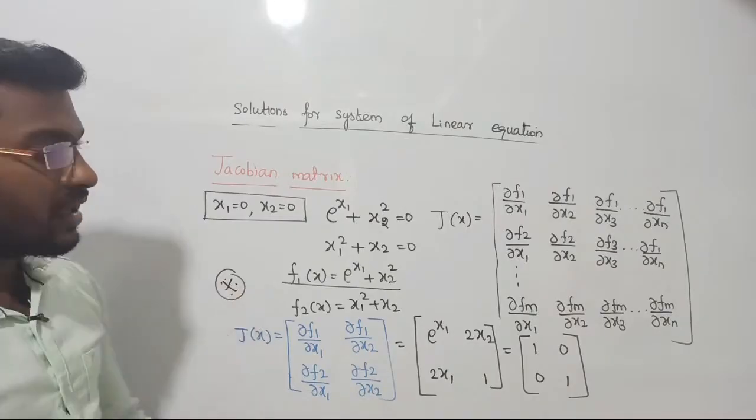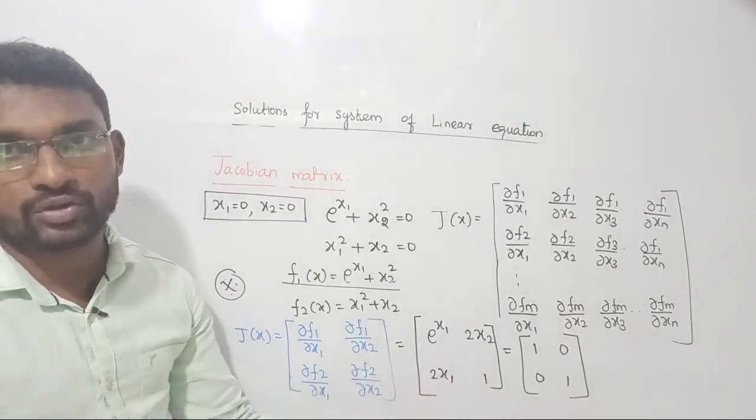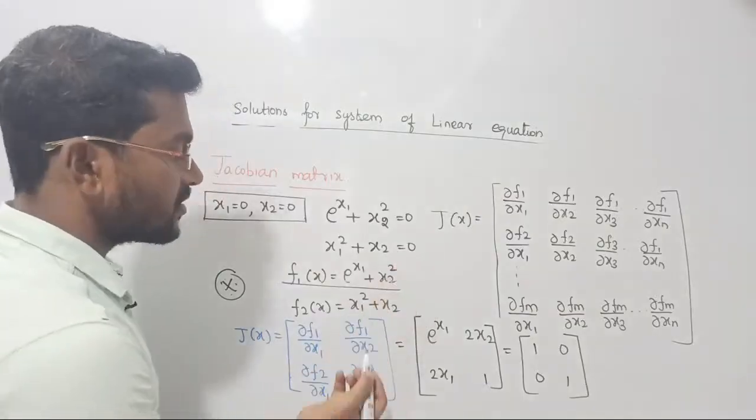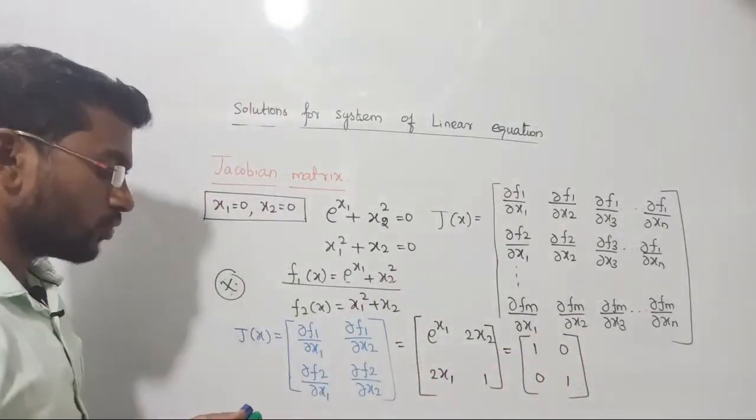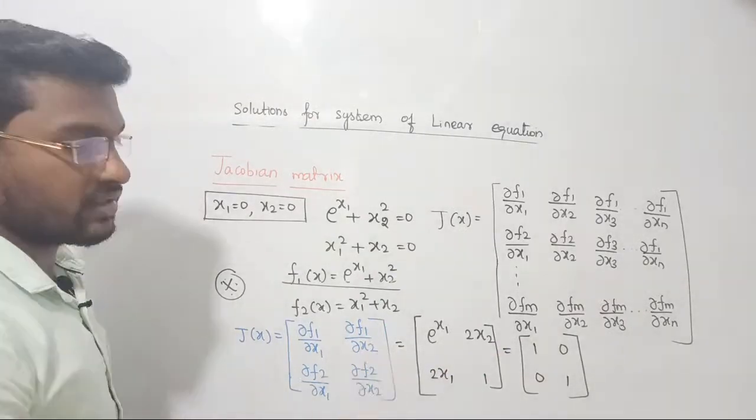Guys, listen, you will be tested for this type of function with easy questions, right? Only this type of simple equations will be given to you, and you are requested to find the solution for this one. That's all, it's over, right? So this is called the Jacobian matrix. Just do remember this one.